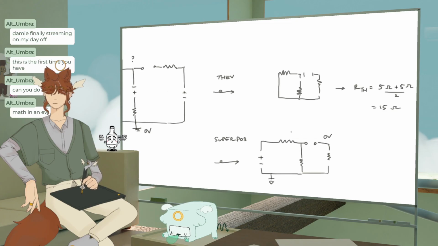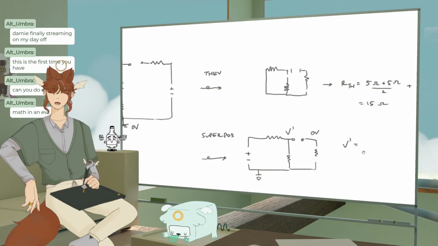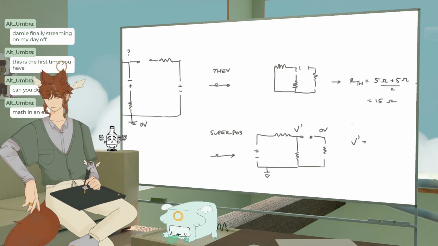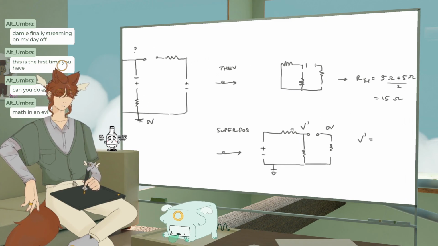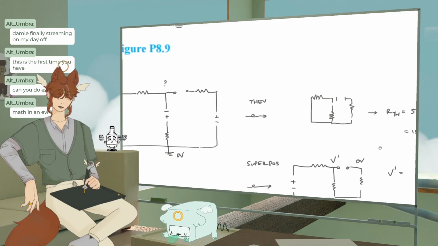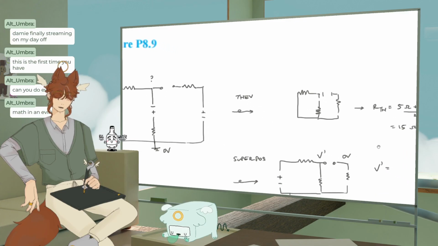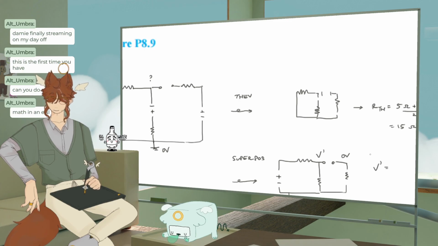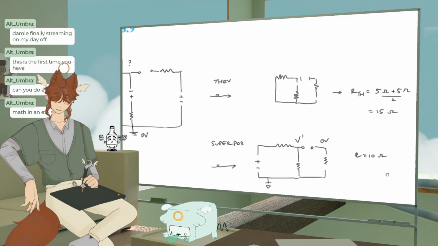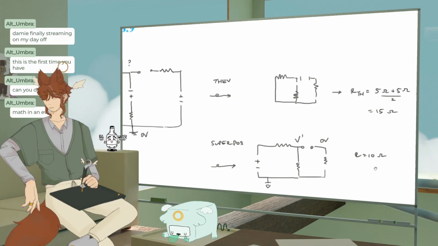The voltage here is V equals V1. I guess I'll do V prime. V1 equals IR, which I don't know. Wait a second, I don't know that though. Okay, the equivalent R equals 10 ohms. But I don't know the current.